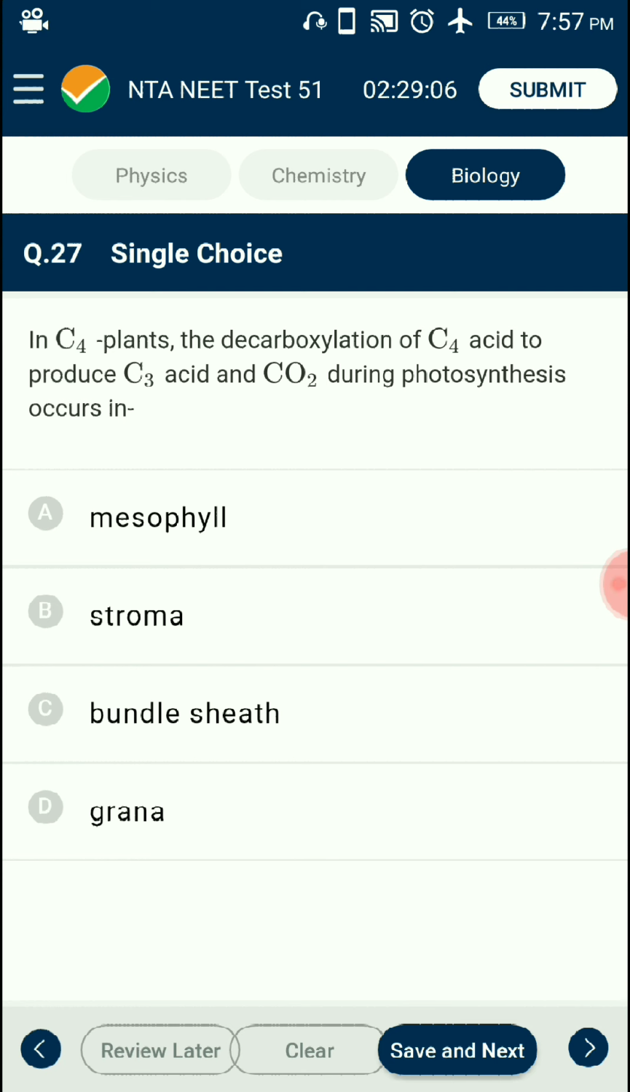Question number 27. In C4 plants, the decarboxylation of C4 acid to produce C3 acid and carbon dioxide during photosynthesis occurs in C4 plants, which show 2 types of cells involved in the dark reaction process. It is generally called Kranz anatomy, such as mesophyll cells and bundle sheath cells. The light dependent reaction of photosynthesis occurs in mesophyll cells and the light independent reaction in the bundle sheath cells. The oxaloacetic acid formed in mesophyll cells is transferred to the bundle sheath, where it is decarboxylated to release carbon dioxide to be used in the dark reaction. So the answer is option C, bundle sheath.